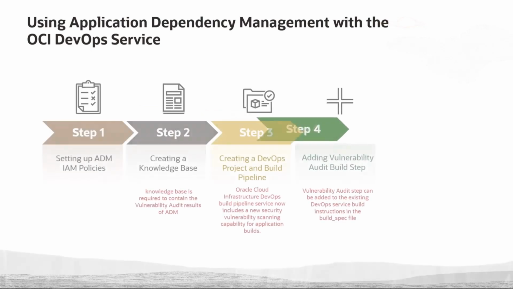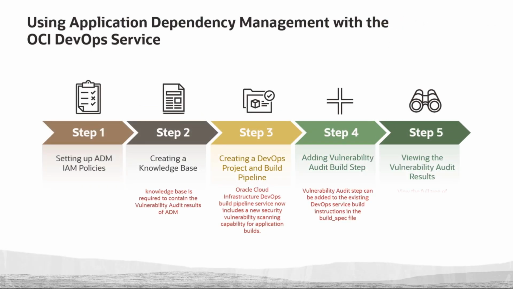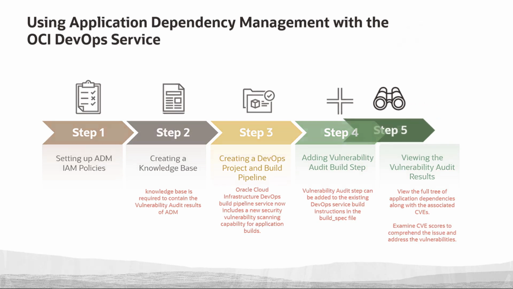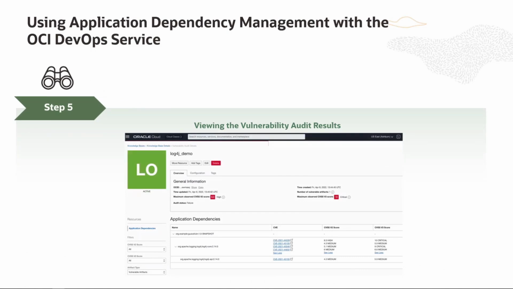And lastly, you need to view the vulnerability audit results. You can view the full tree of application dependencies along with the associated CVEs, examine the CVE scores to comprehend the issue and address the vulnerabilities. This is how the vulnerability audit results looks like. It contains the application dependencies, their equivalent CVEs and CVSS scores.